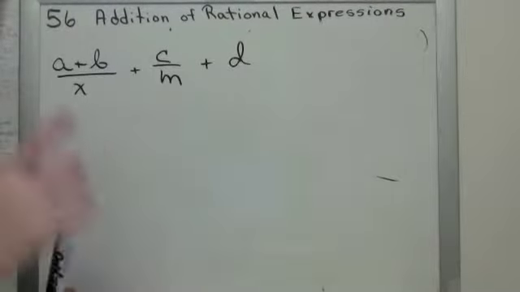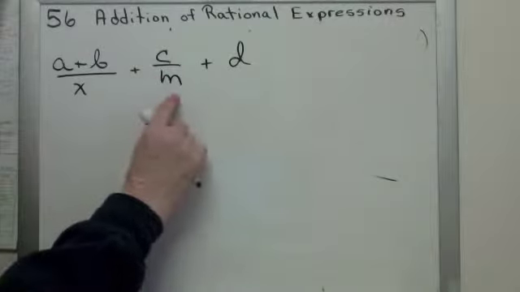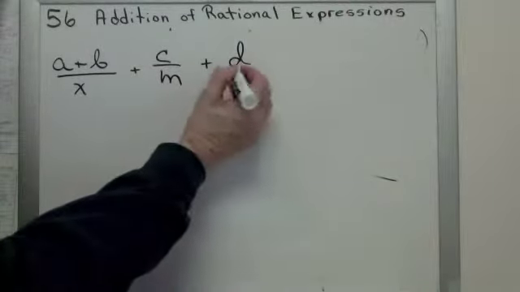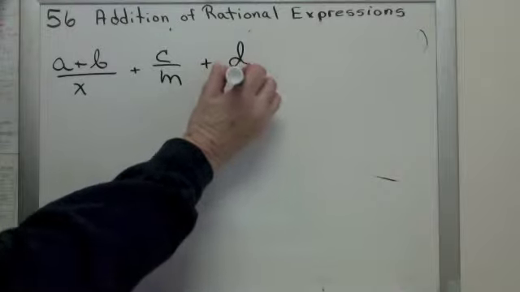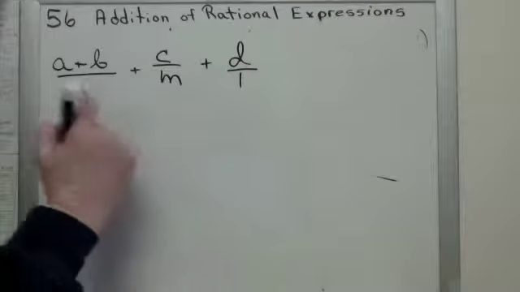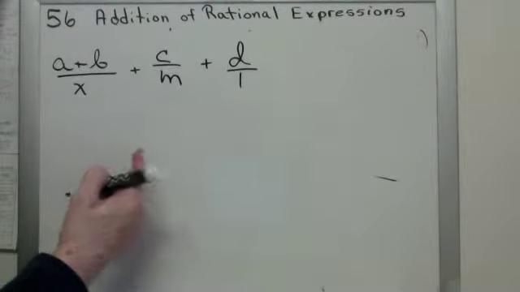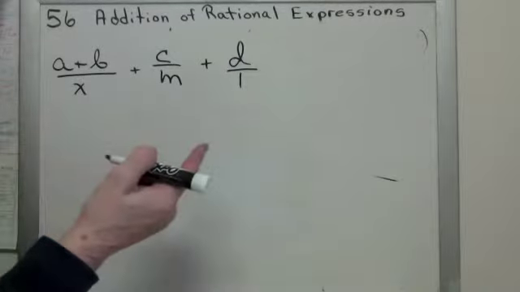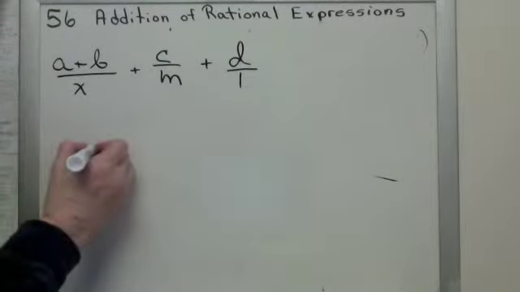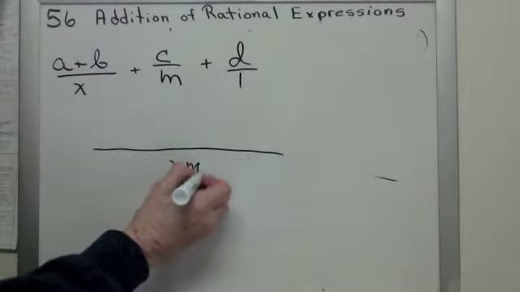All right, so I have 3 parts to add. Here's a fraction, here's another fraction, and this is a whole number. But if I have 2 fractions, I'm going to make the third one a fraction by putting a 1 underneath. Now, the common denominator has to be all of these or some combination of multiplying them. So I guess 1 times x times m. 1 times anything doesn't really change it. So we're going to just say that the common denominator is xm.